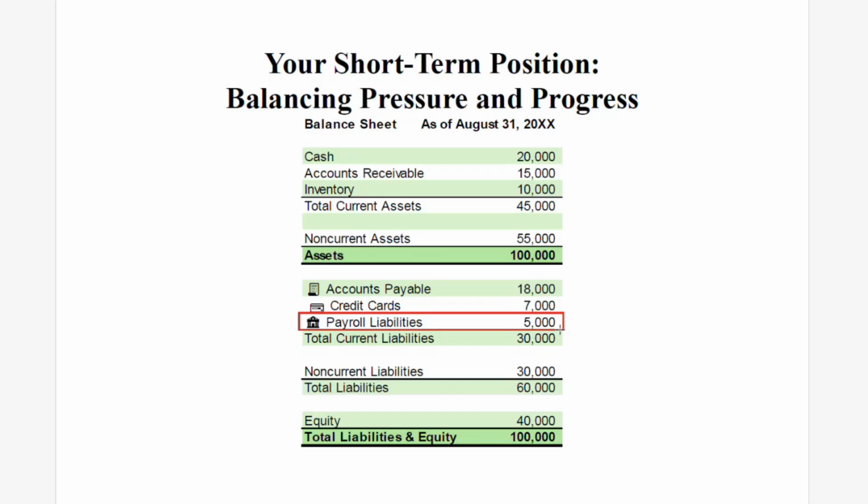At the last day of the month, you're going to have those payroll liabilities on your books, and then they get paid once you run payroll and you pay your people. Okay? So those are all considered current liabilities because you pay them so quickly.